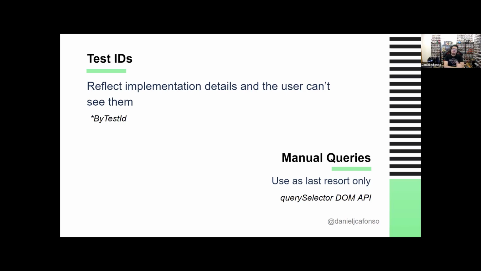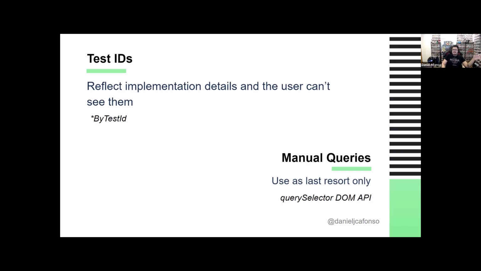And probably when you want to use test ID attribute queries, it's as a last resort, but there's an even greater last resort, or even worse last resort. What I mean by this is there are even manual queries. So manual queries are not an actual query of the React testing library, but they are a query selector API that belongs to the DOM.